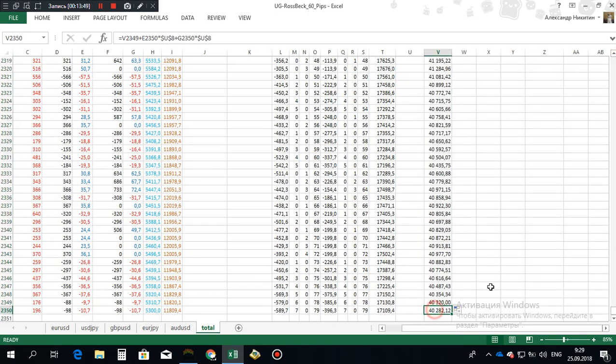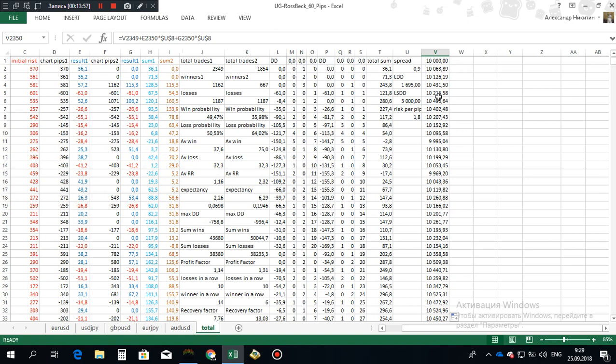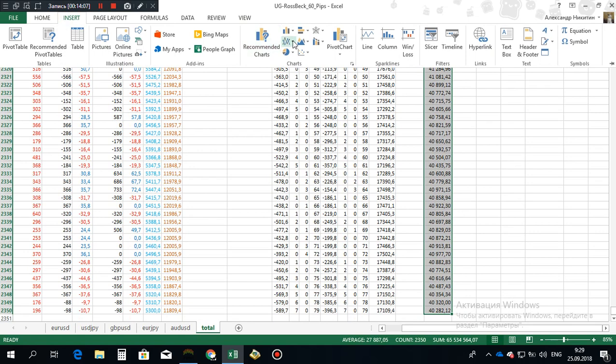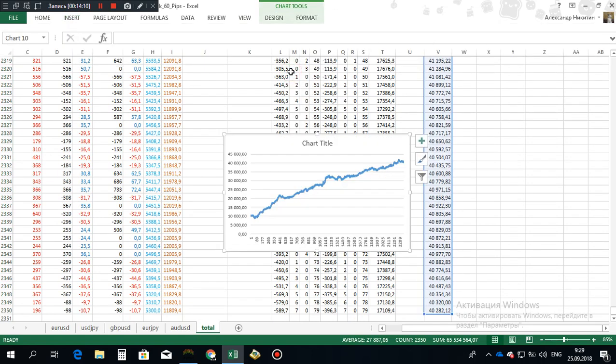So in the end, after 18 years roughly, we have generated 40k, multiplied our account 40 times. Is it okay? Let us see. Let us have a visual representation. So we just choose that all. We go and build a graph. So this is the graph.